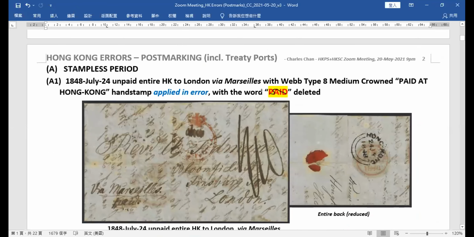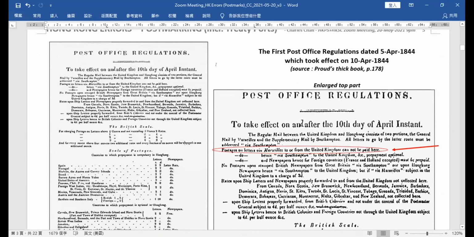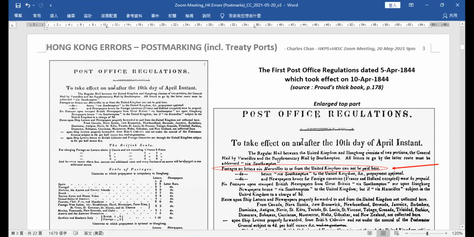one point needs to be aware of: at that moment of time, via Marseilles, all postage cannot be paid in Hong Kong. It was by reference to the post office regulations, the first post office regulations of April 1844, to be effective on the 10th. I enlarge it. It clearly states that postage on letters via Marseilles to or from the United Kingdom cannot be paid here. That means in Hong Kong, cannot be paid in Hong Kong.